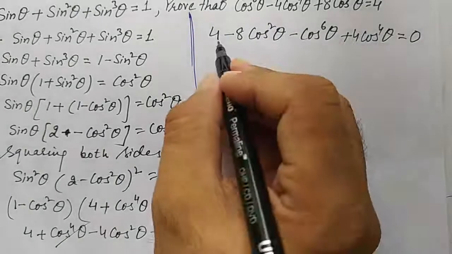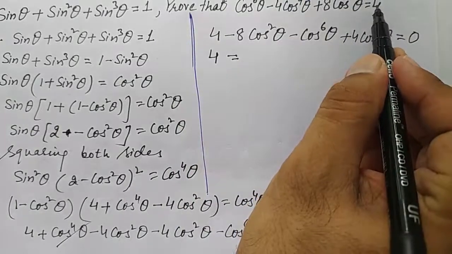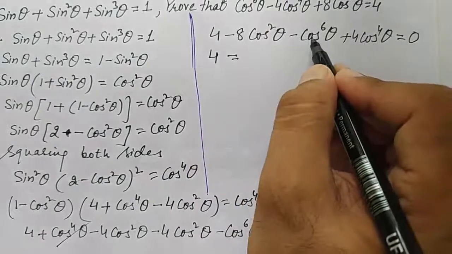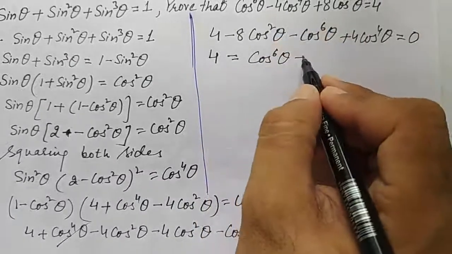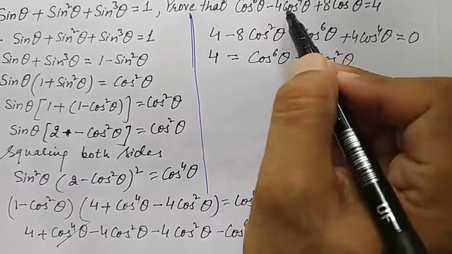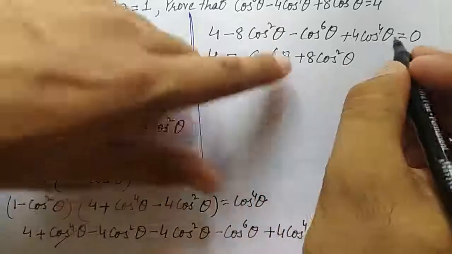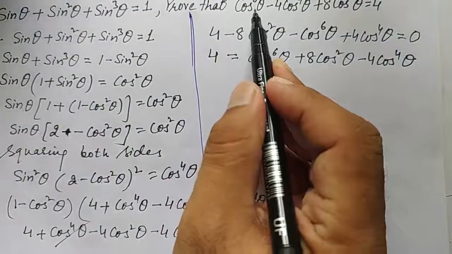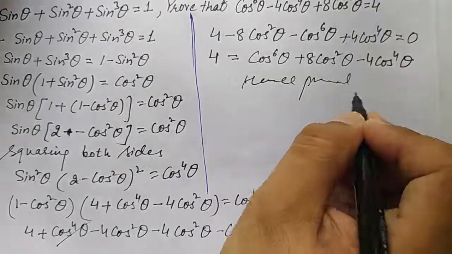Now keep this 4 on this side, and the rest you take to the other side, because we have to prove this as equal to 4. So this will become plus, this also plus, this will be minus. So first of all you can write this on that side, it becomes cos power 6 theta, then plus 8 cos square theta, and when this goes to that side, it will become minus 4 cos power 4 theta, and you can see this is what was to be proved, the same thing. So you can say hence proved. This way we will do this question. Thanks for watching.